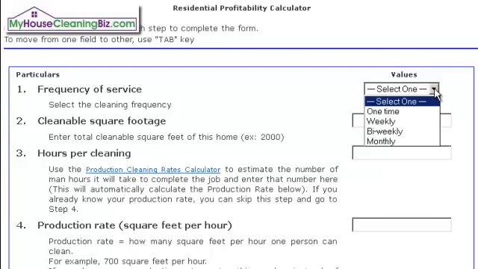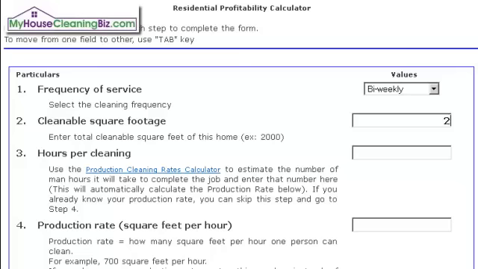It's either a one-time cleaning, weekly, bi-weekly, or monthly. Most typically we do bi-weekly cleaning, so I'm going to select that. Then you tab down to the cleanable square footage of the home. So for this example we're going to use 2,600 square feet.